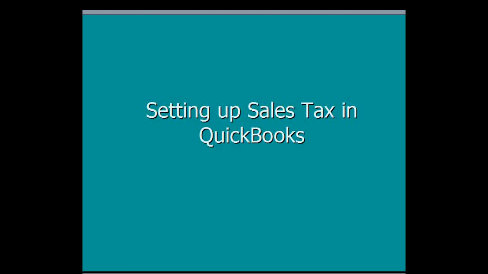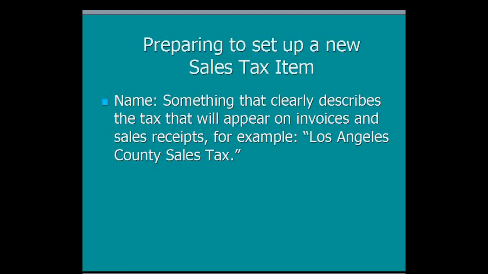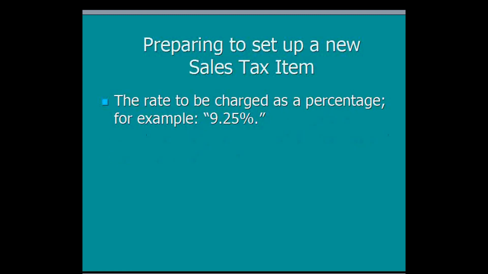First, we want to review a few things that we want to have on hand, information that we'll have to enter as we're prompted through the setup process in QuickBooks. The first thing we'll want to know is what we want to name the item. That should be something that clearly describes the tax that will appear on invoices and sales receipts. For example, Los Angeles County sales tax.